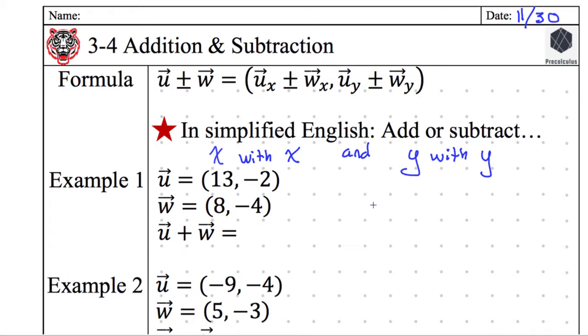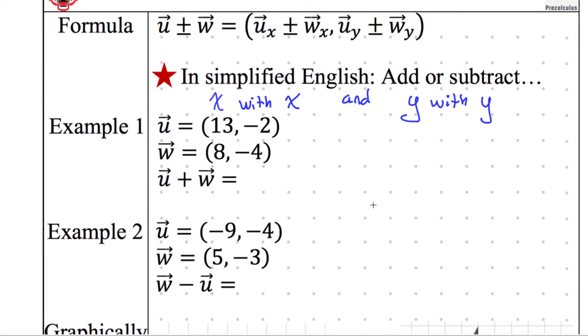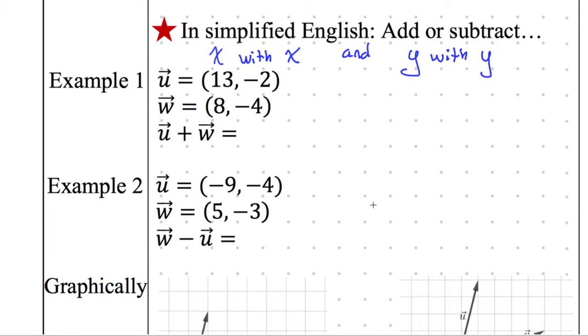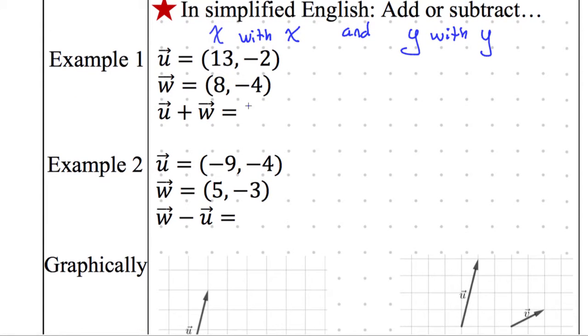So let's see an example of how to do this. It's pretty straightforward. I think Rochelle and Daisy can probably do this even if you didn't have the notes today. If u is equal to 13 and negative 2, and w is equal to 8, negative 4, let's add them together. So add the components. 13 plus 8 is, Rochelle? Yep, that would be 21. So that's the x component. Add the y's, Daisy. Careful. Negative 6. There we go. That's how you add components.